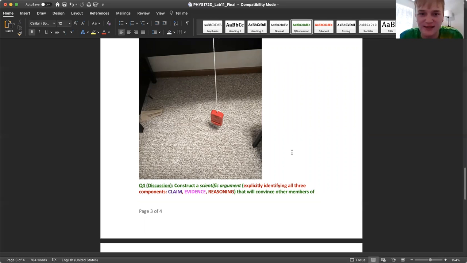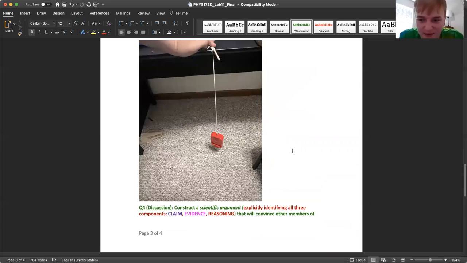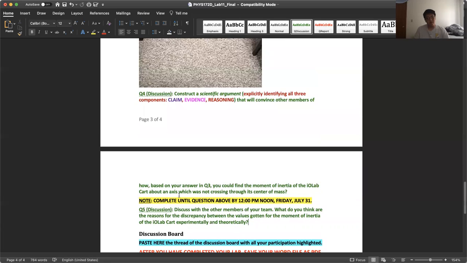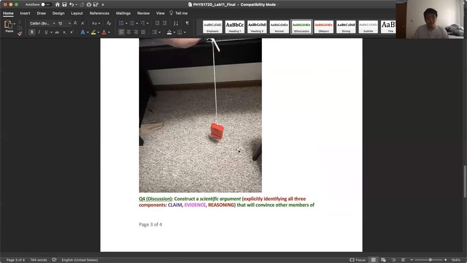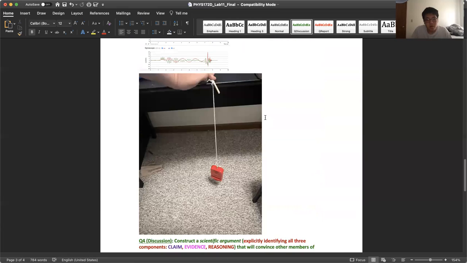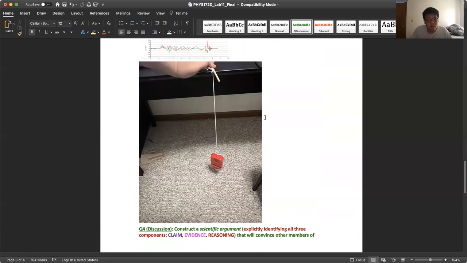Obviously, the string isn't massless, which in all of the theoretical problems we do in the homework and stuff, everything attached to the object is usually massless. And to get it perfectly would almost be wrong. Yeah, there are also pretty small factors too, like wind resistance, yada yada yada. But 0.06 isn't too bad. I think it's pretty reasonable. Yeah, that's definitely pretty solid. For sure.